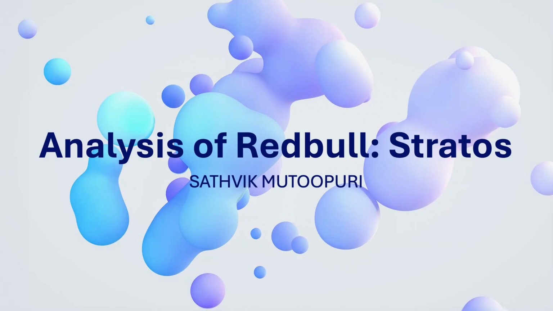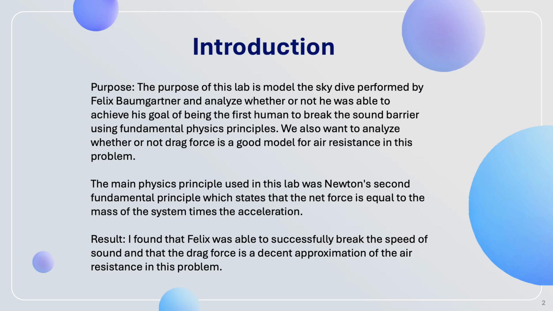Welcome to Lab 5 for Physics 1 and the analysis of Red Bull Stratos. First, let's introduce the analysis. The purpose of this lab is to model the skydive performed by Felix Baumgartner and analyze whether or not he was able to achieve his goal of being the first human to break the sound barrier using fundamental physics principles. We also want to analyze whether or not drag force is a good model for air resistance in this problem.